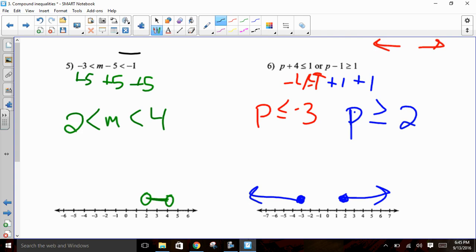So and will go together, or it goes apart. Pretend I'm doing that with my thumbs: and, my thumbs go together; or, my thumbs go away. That's kind of how I think about that.